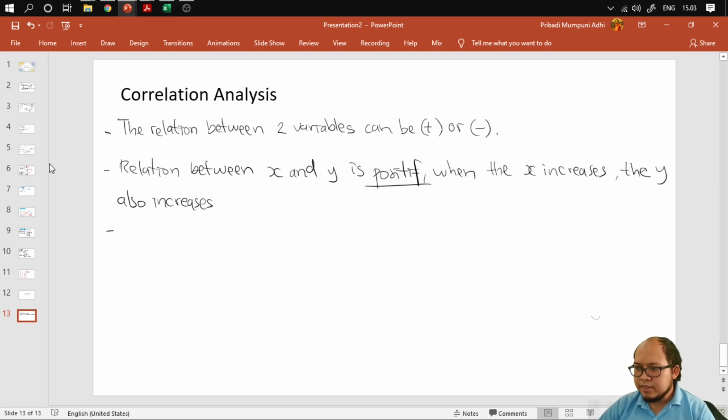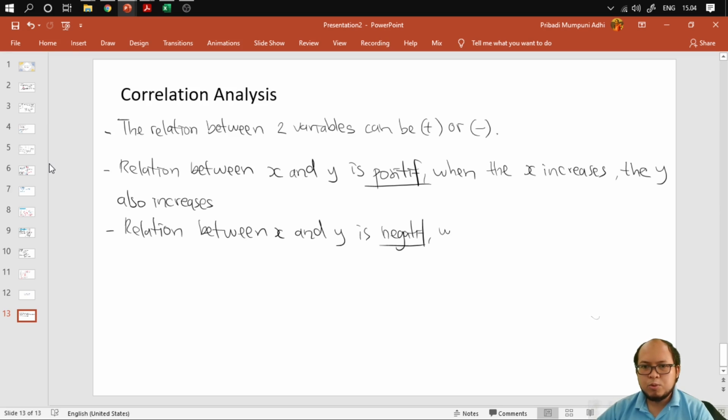On the other hand, if the relation between x and y is negative, it is when x increases, y decreases, or vice versa.